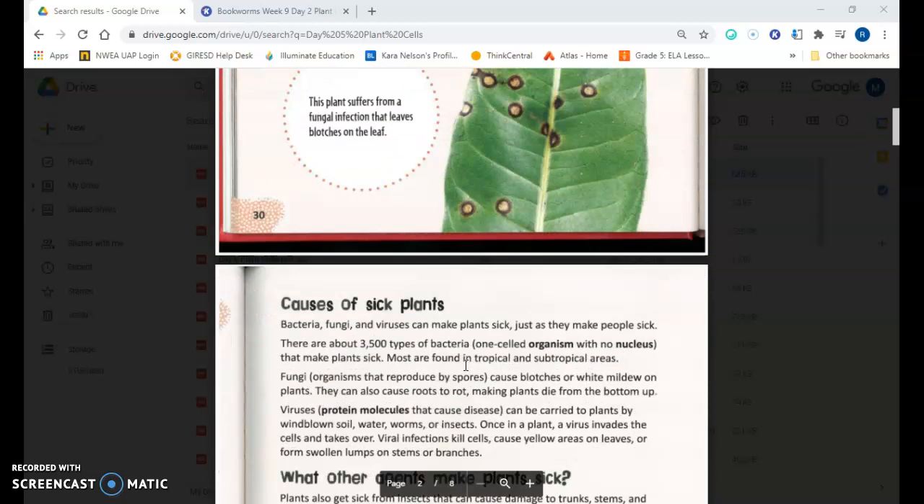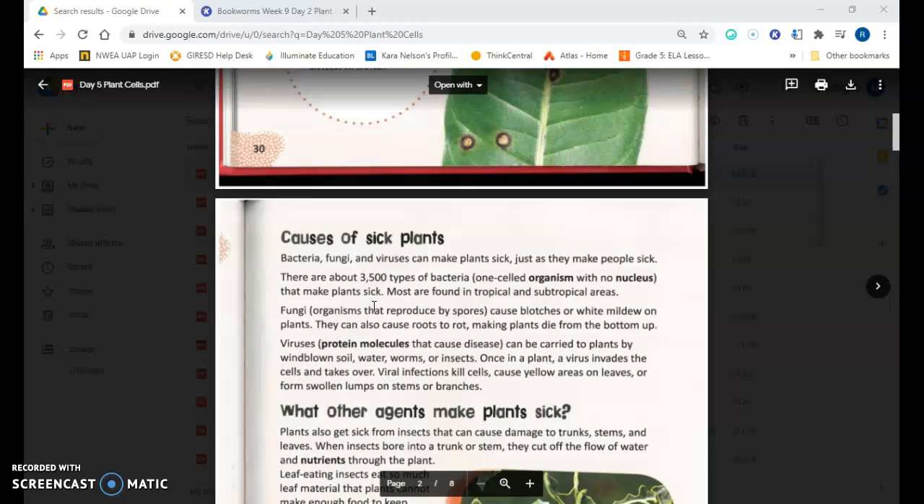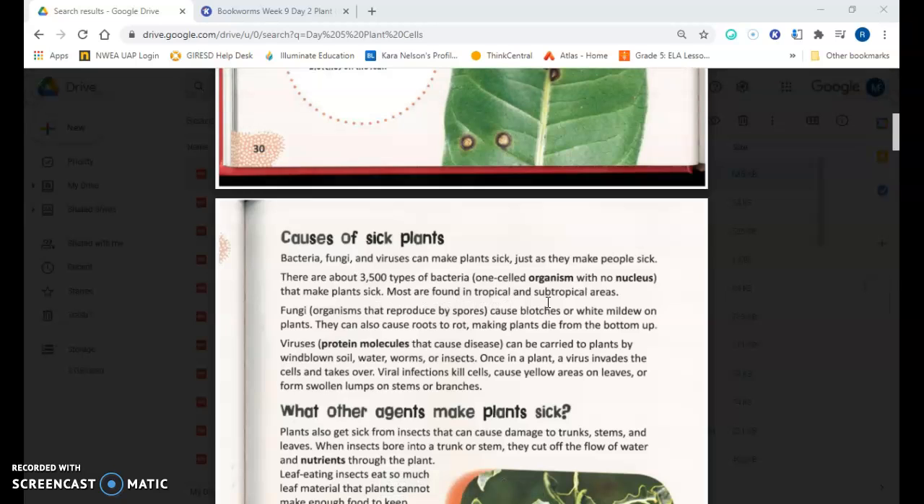Causes of sick plants. Bacteria, fungi, and viruses can make plants sick, just as they make people sick. There are about 3,500 types of bacteria, one-celled organisms with no nucleus, that make plants sick. Most are found in tropical and subtropical areas. Fungi, organisms that reproduce by spores, cause blotches or white mildew on plants. They can also cause roots to rot, making plants die from the bottom up.